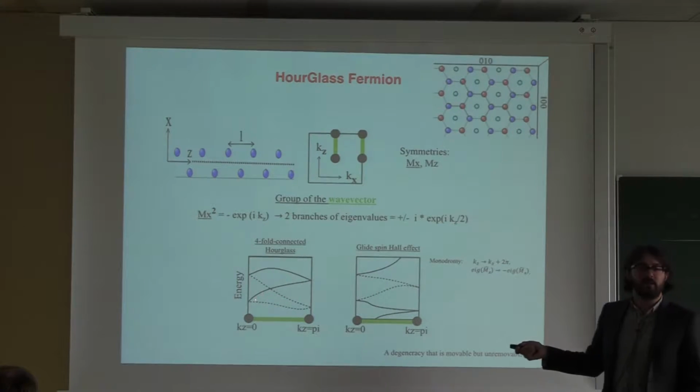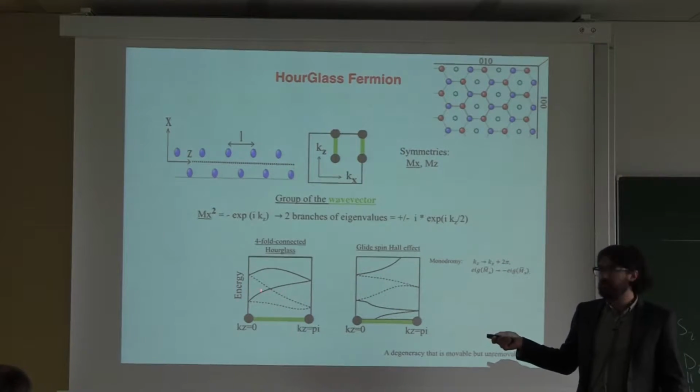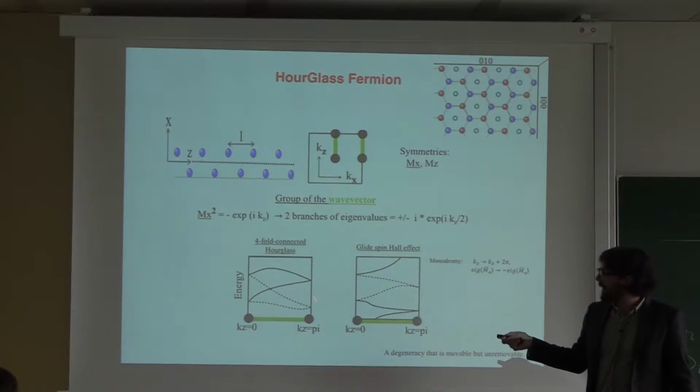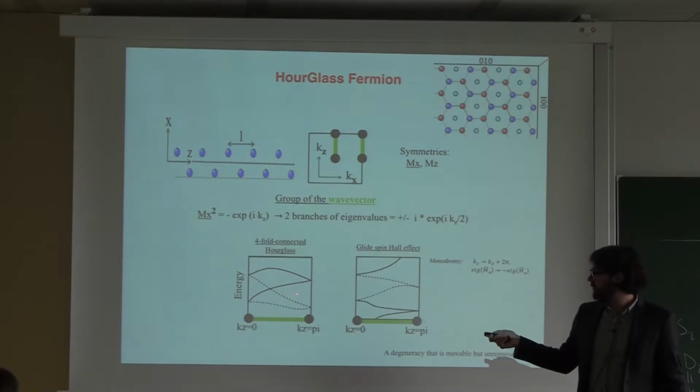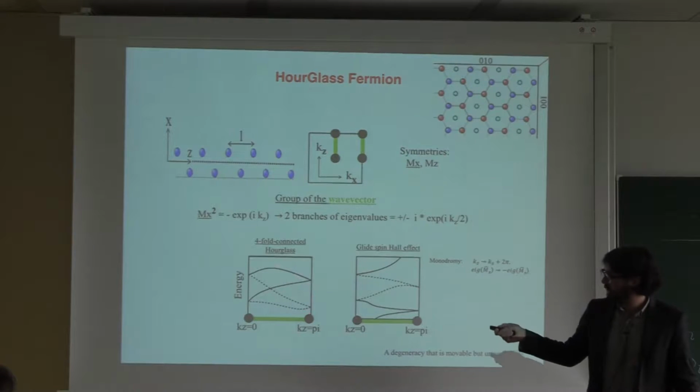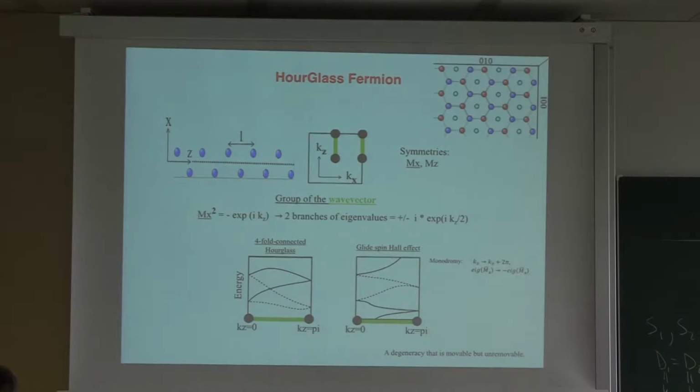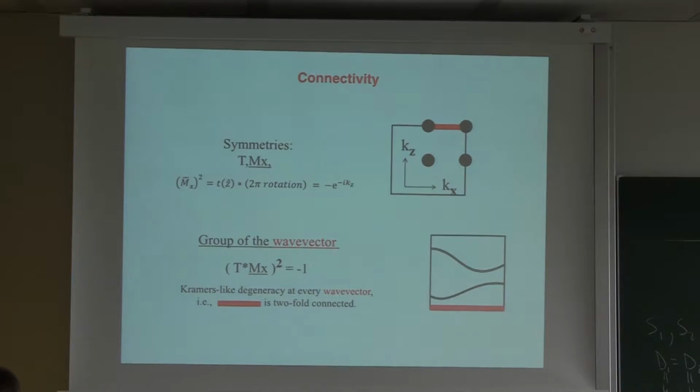Now you immediately see that with this symmetry you cannot have bands that come not in multiples of 4, right? The connectivity of these bands is 4. And this degeneracy here is movable, so it shows up on this high symmetry line somewhere, but non-removable. I can't gap it. I can move it around, but I can't remove it. And that's why this connectivity is 4 on this manifold.